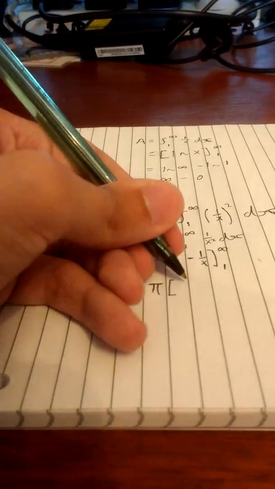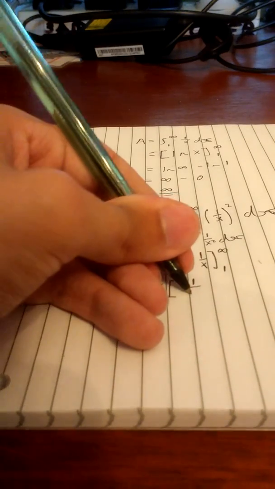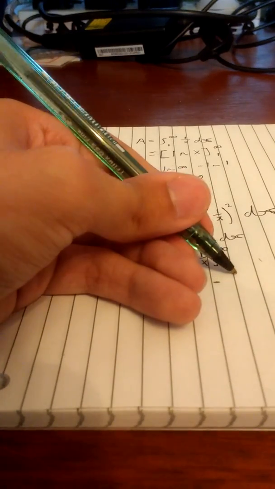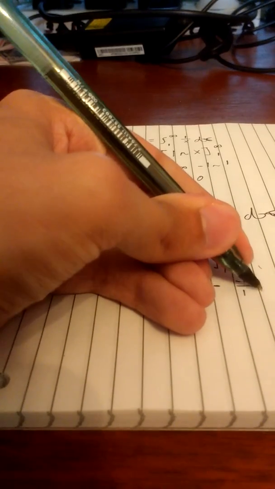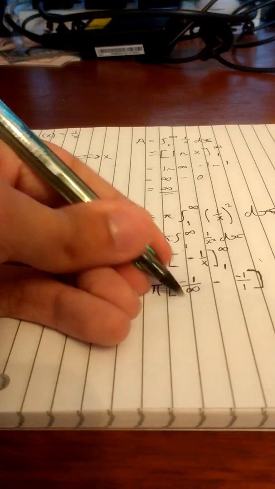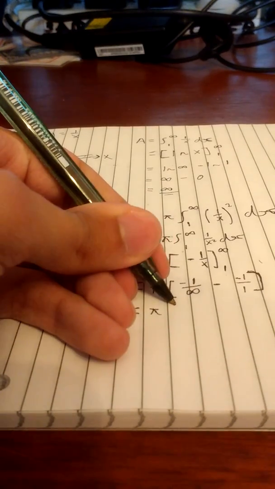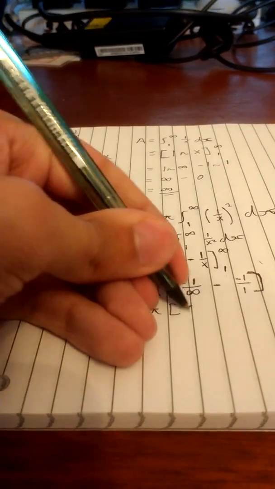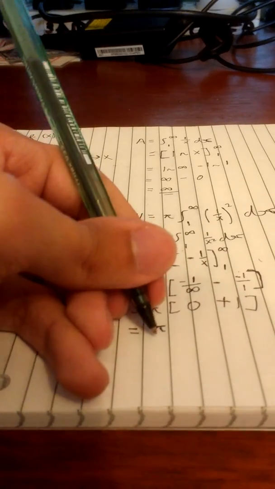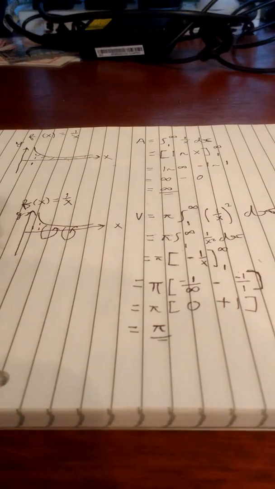We find it's minus 1 over infinity minus 1 over 1. You can see where this is going. So we look at this and we say that it's simply 0. Then minus 1 over 1 is going to be plus 1. So really, we find that the volume is pi.